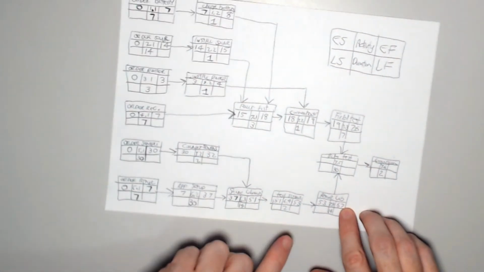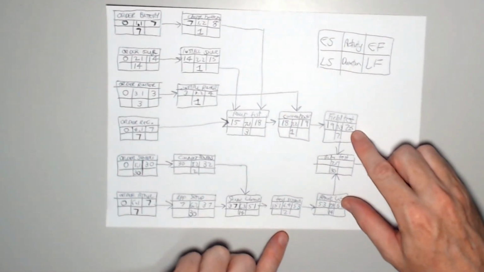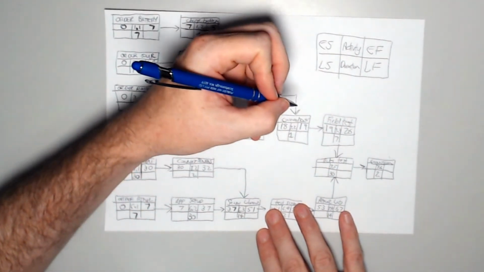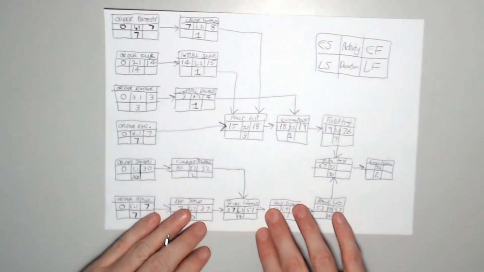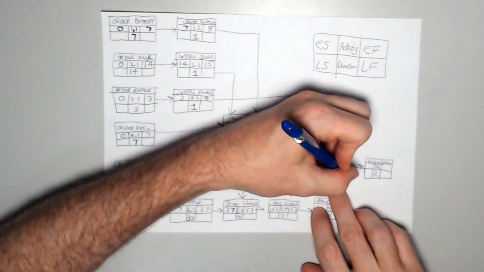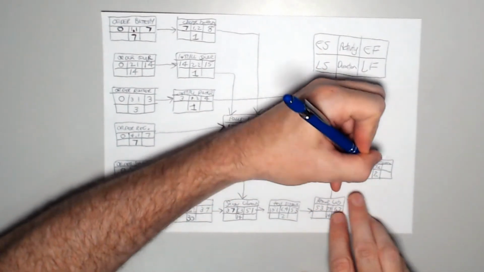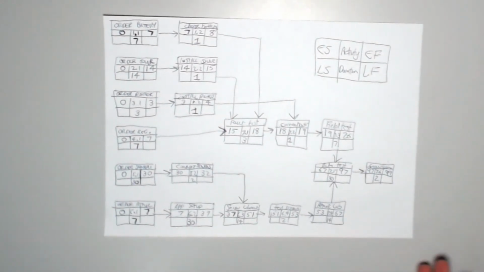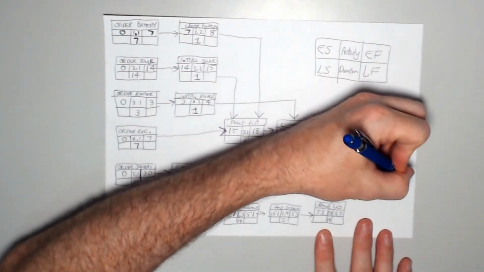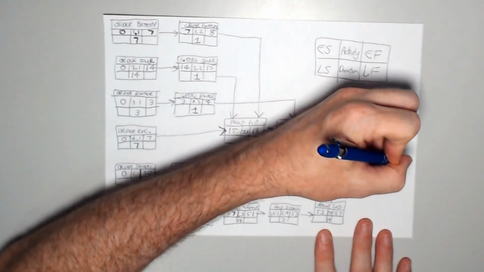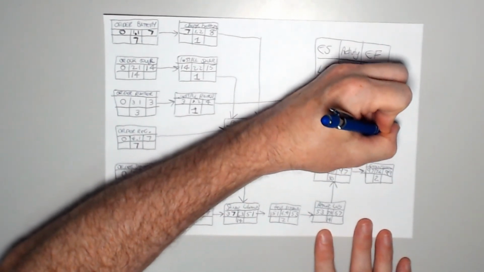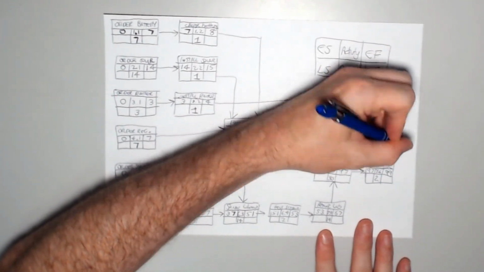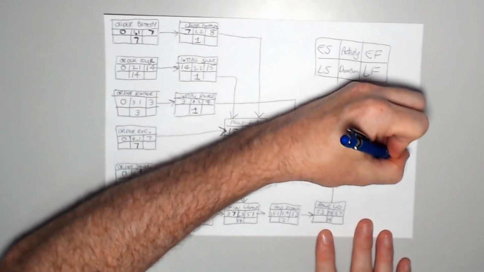And so going in here, we've got 67 and we've got 26. It's going to have to be 67. Plus our 30 days is 97. So 97 plus 2 is 99. So we've completed our forward pass. So the project is going to take 99 days. So project length or total duration, 99 days.